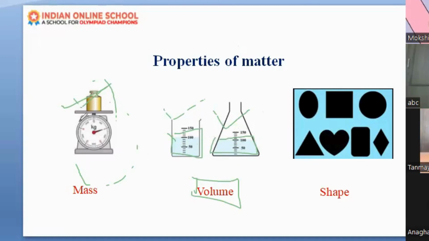Here I'm explaining only the terminology we are using. So mass is what? Mass is the content of an object. Volume is what? Space, how much space they are taking. And shape, I think you are all very much familiar. Hexagon, pentagon, nonagon, decagon, heptagon. You all know all these shapes? How many of you know?